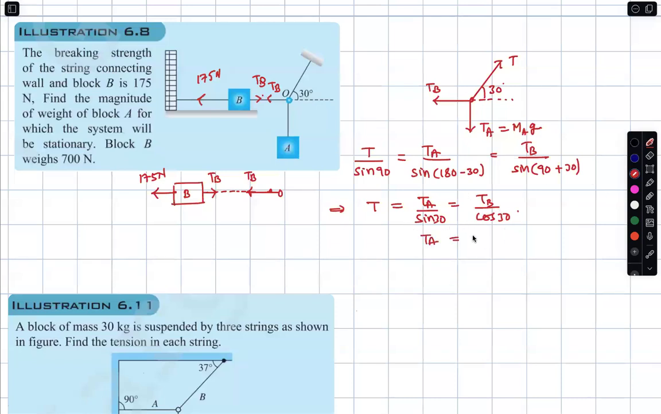So TA is TB cot 30. As you mentioned, TB is 175, and cot 30 is root 3. By the way, what you want is the magnitude of the weight of block A. Fine, no issues. TA is MAG, which is equal to 175 into root 3. So MA is 175 root 3 by 10 kg.